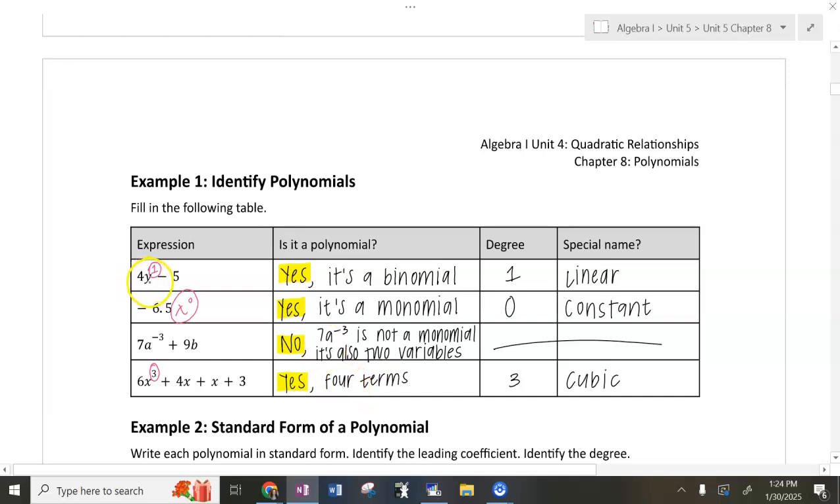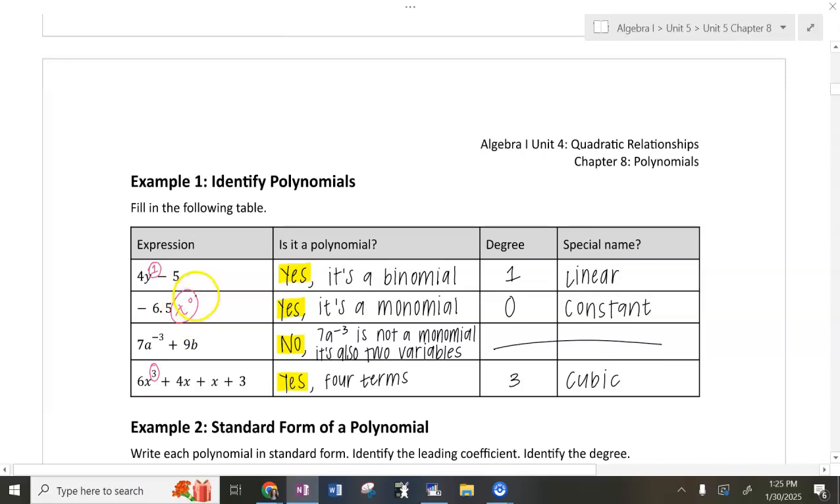The first one, 4y minus 5. You know that that's y to the first power, so it is a polynomial because 4y is a monomial, negative 5 is a monomial, and then there's just two monomials together, so yes, and specifically it's a binomial because there's two terms. It's degree 1 because the highest power is a 1, so the special name for degree 1 would be linear.